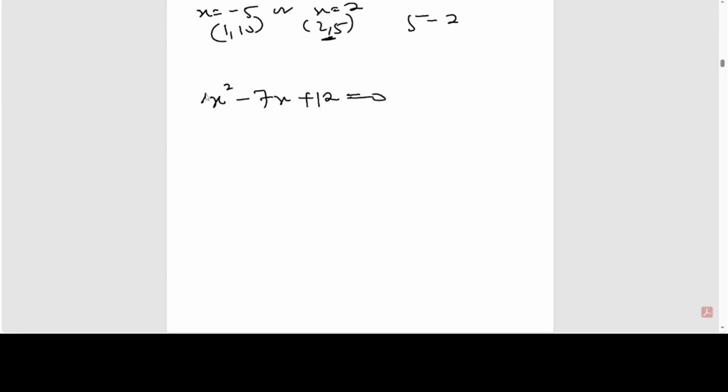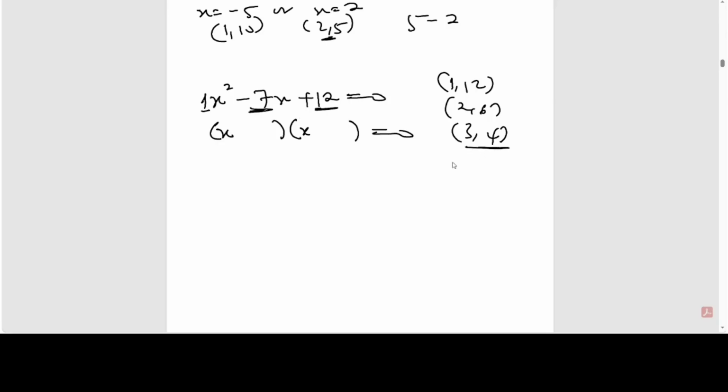Because the coefficient of x squared is 1, you don't need to struggle. Open two brackets equal to 0, write an x here, another x here. Then find the factors of 12 and pair them. It's going to be 1 and 12, 2 and 6, and 3 and 4. Which pair do we combine to get negative 7?